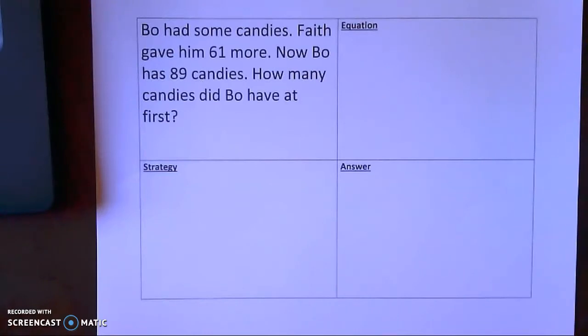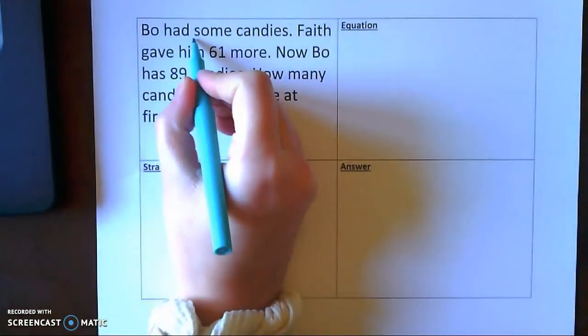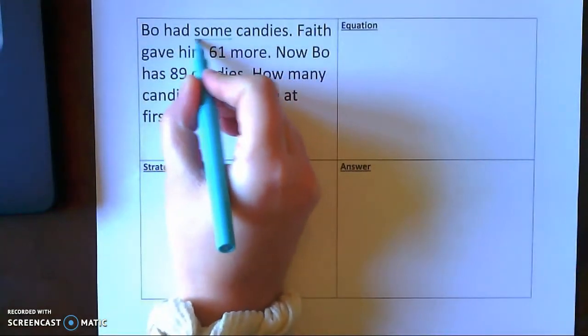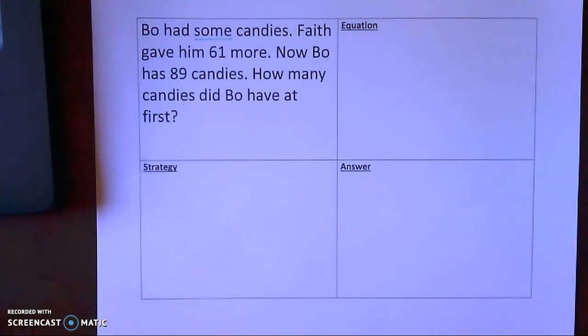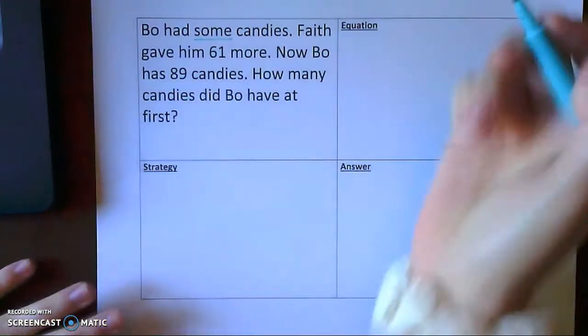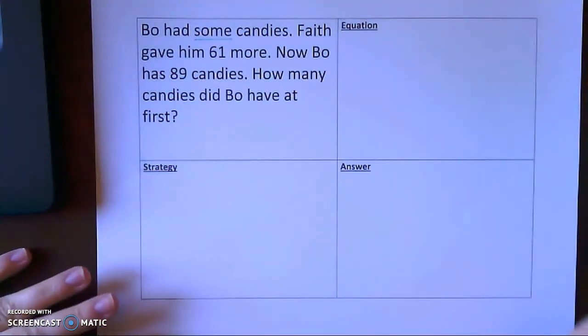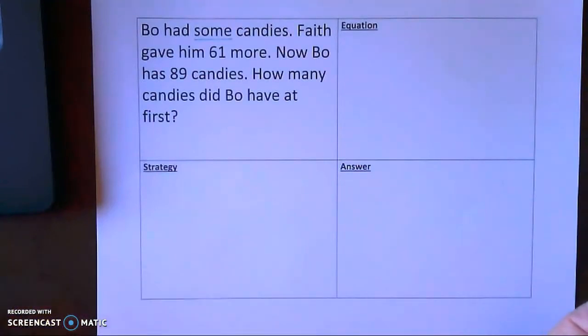Now this is a very interesting problem. We can tell that the start of our word problem is unknown, because it has the word "some" in place of the number of candies that Bo had. So I'm going to start writing my equation based on the beginning, middle, and end of this word problem.